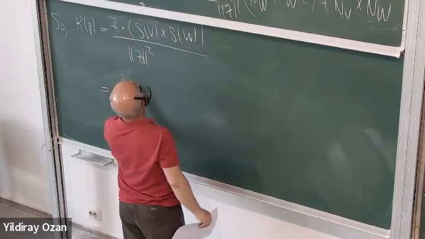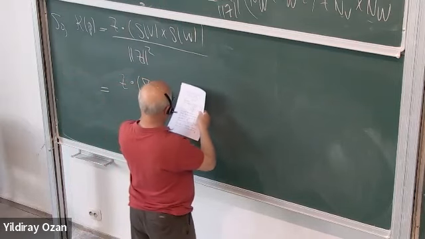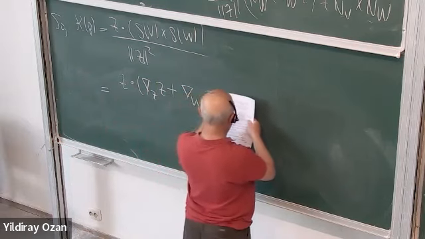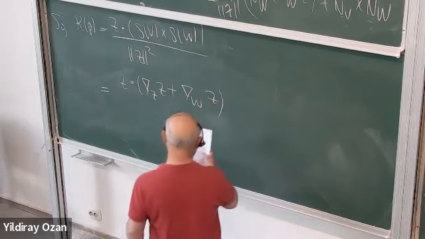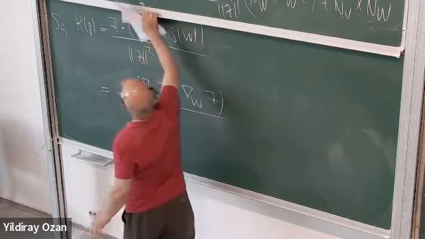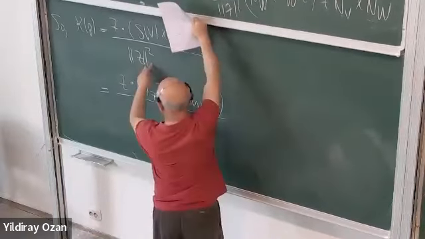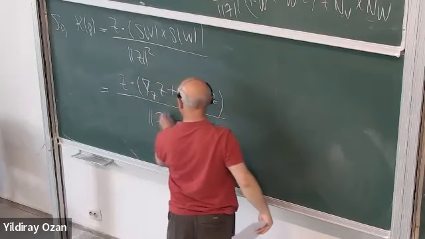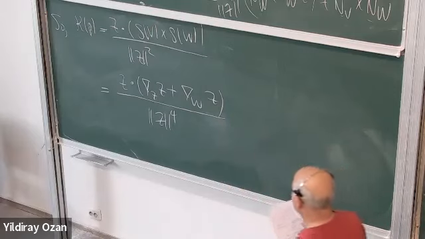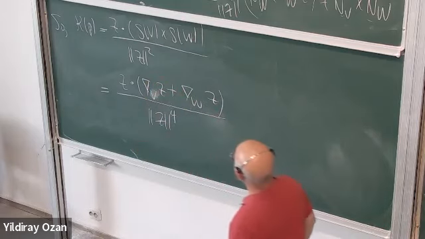So Z dot product covariant derivative of Z along V cross covariant derivative of Z along W divided by, here I had already norm Z squared, and here I have another norm Z squared, so this is norm Z to the power 4.